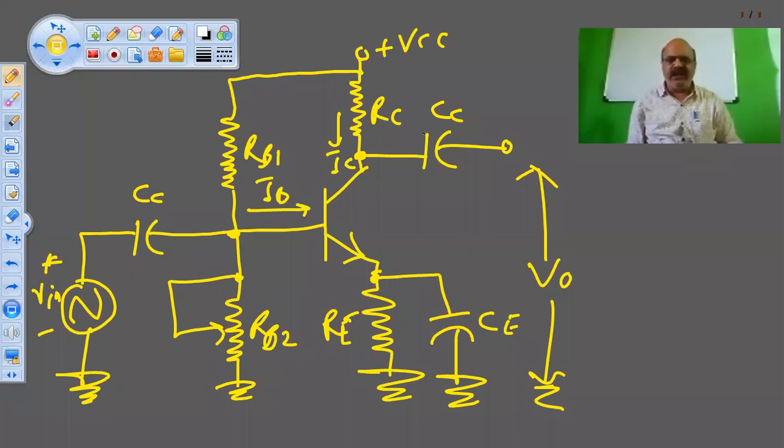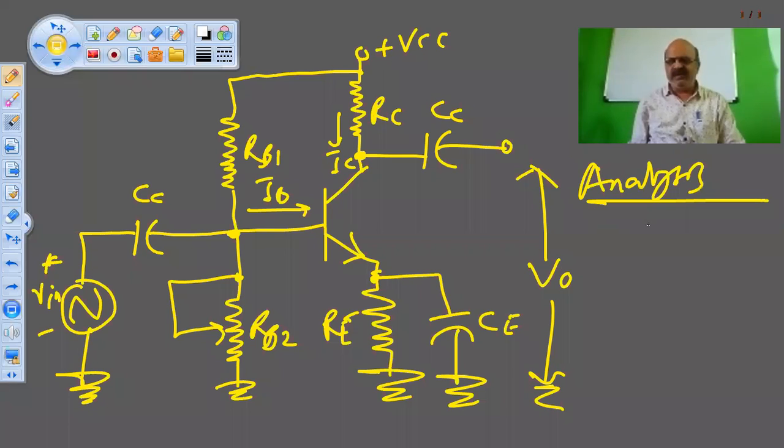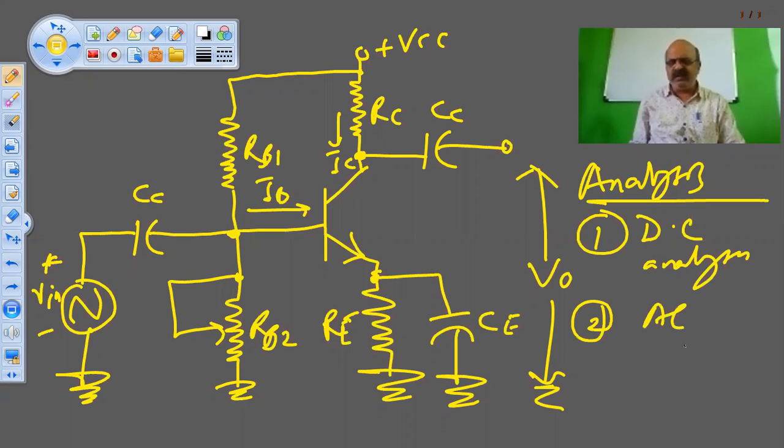In the analysis part, when I say I want to analyze this circuit, I have two types of analysis. One is DC analysis and second one is AC analysis. DC analysis we have already done, that is the stabilization circuit. AC analysis we will have to do.